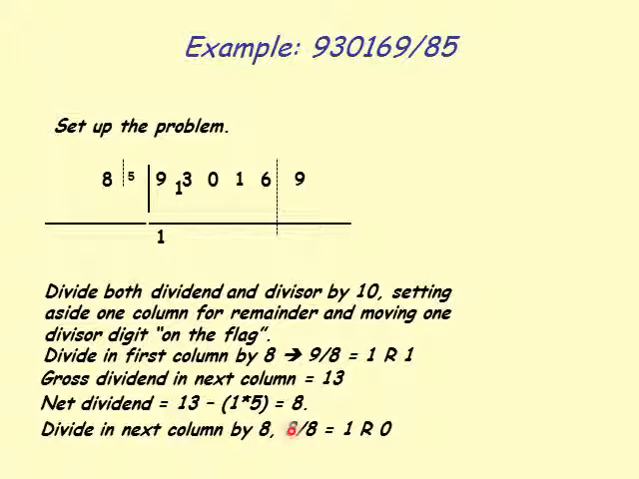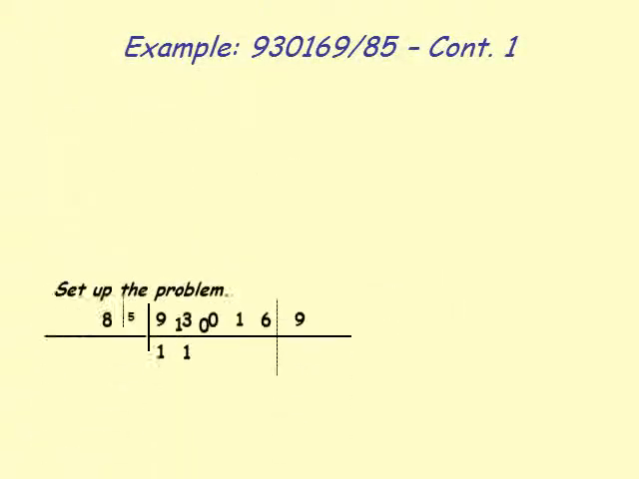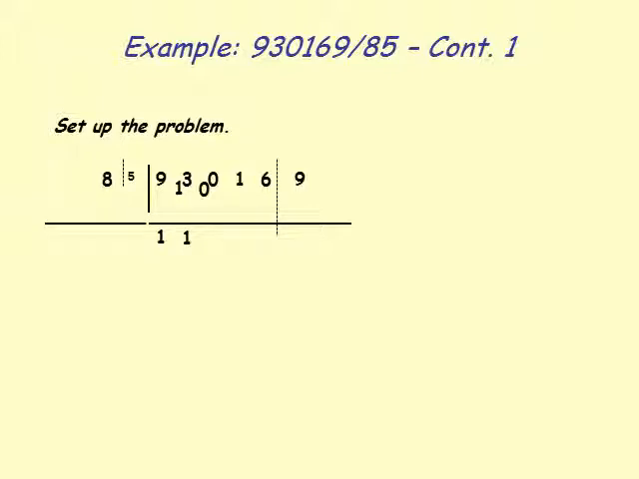We have 8, and 8 divided by 8 is 1, remainder 0. So this 13 minus 5 is 8. 8 divided by 8 is 1, remainder 0. So we got 1 and remainder is 0. Let's continue. Okay, that's what we have done so far in the previous slide.